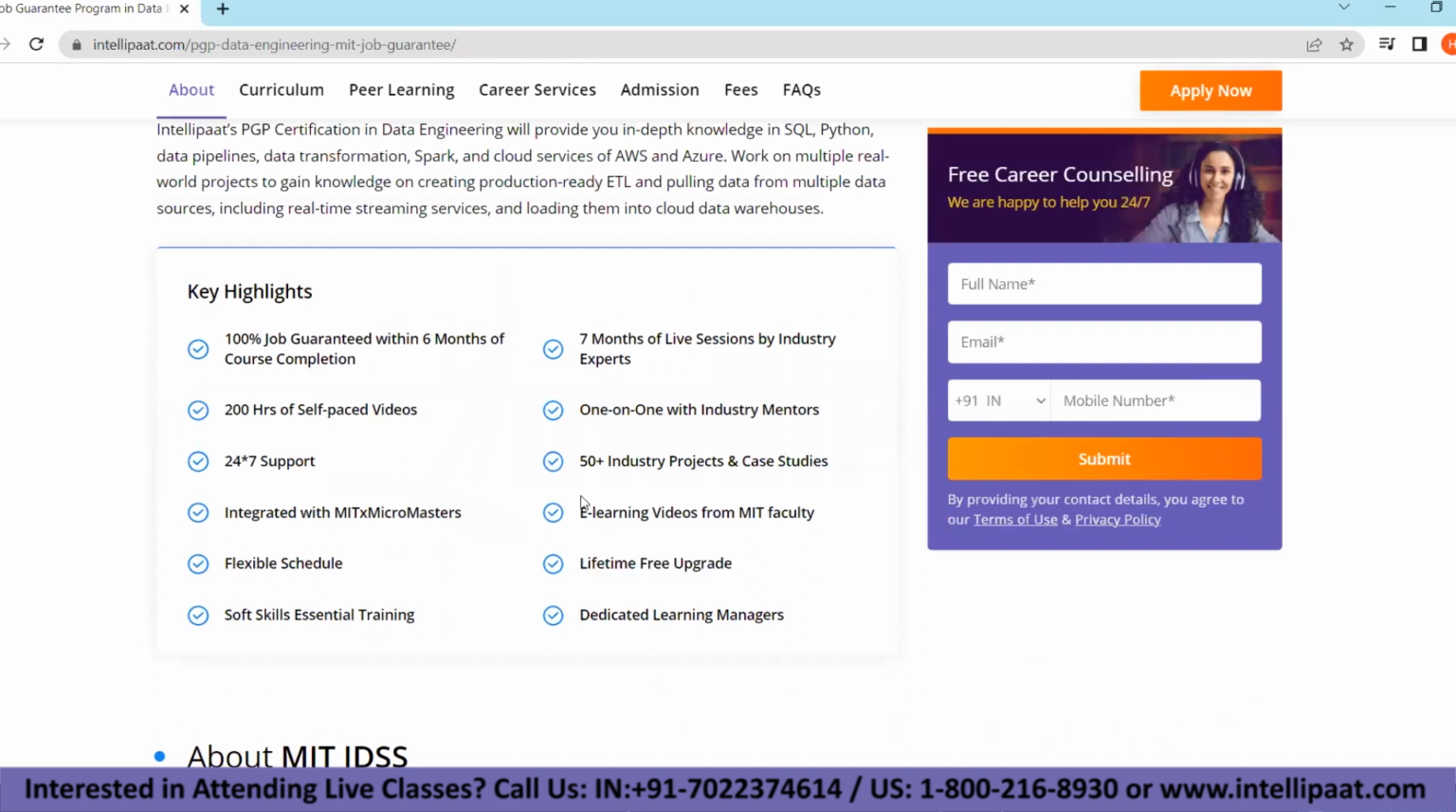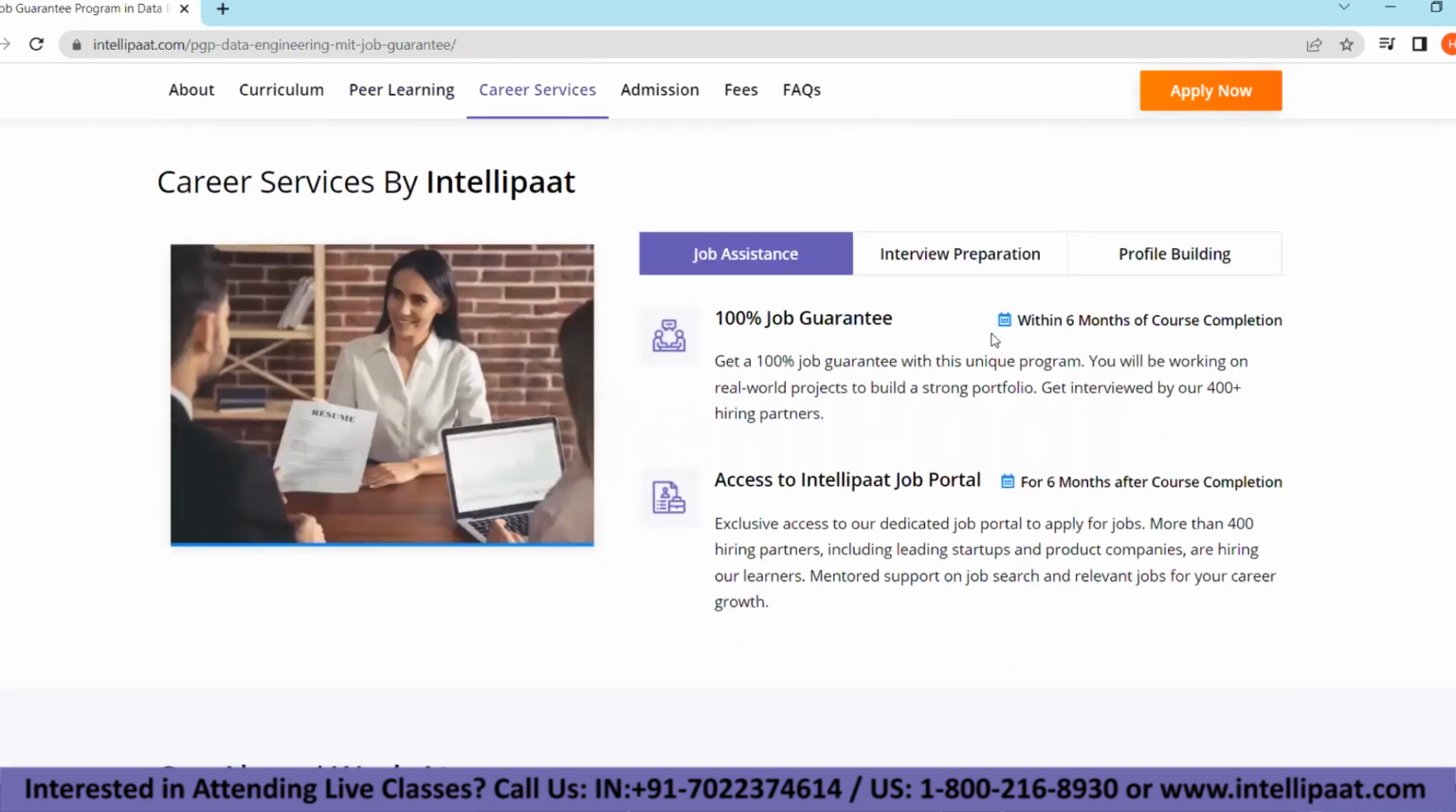Okay. Now, in terms of career services, let me explain the career services part. I think most of the questions will be answered here because a lot of people have asked me questions around it. Now, in terms of providing job opportunities, we have a tie-up with 400 plus companies across the globe.